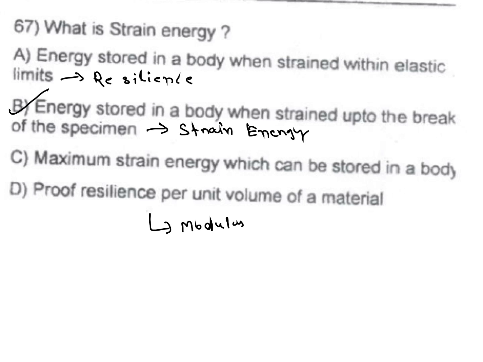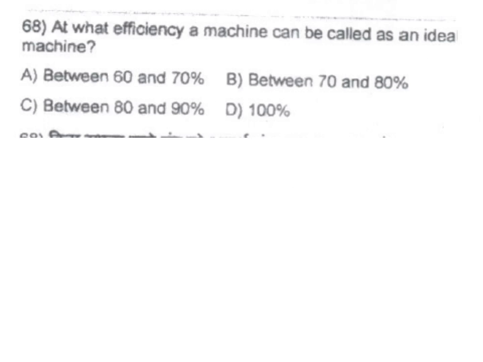At what efficiency can a machine be called an ideal machine? Ideal machine is 100%. Efficiency is output by input. So 100% efficiency. D is the answer for ideal machine.